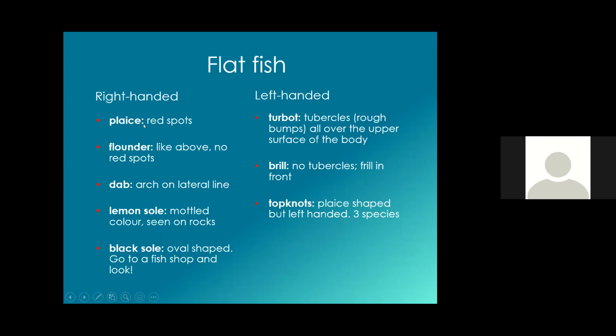So plaice is a right-handed fish, flounder, lemon sole. They're the three that we'll probably see on dives. And then top knots are the common one of the left-hand fish. I also say that if you have a good fishmongers, you should just go and look at them on the slab and see what they look like and convince yourself about left-handed and right-handed.